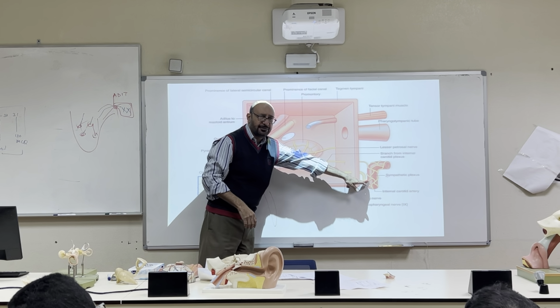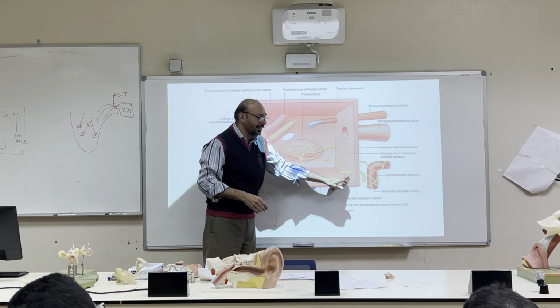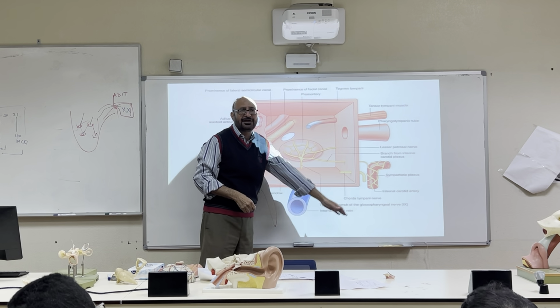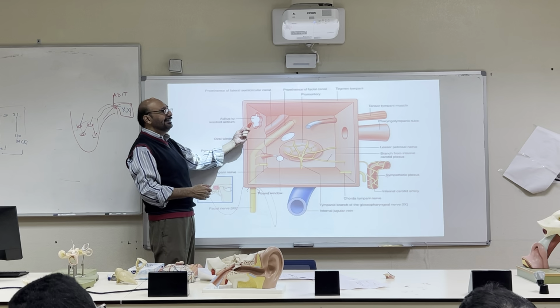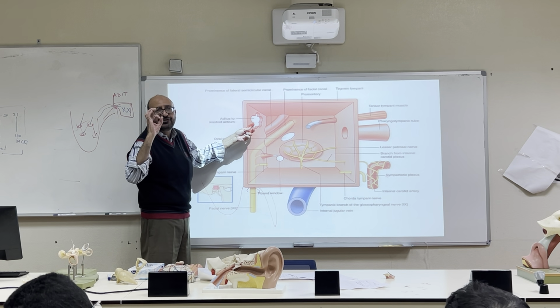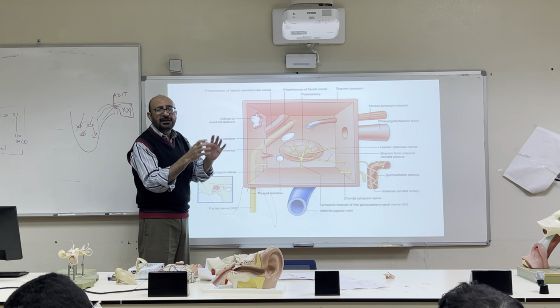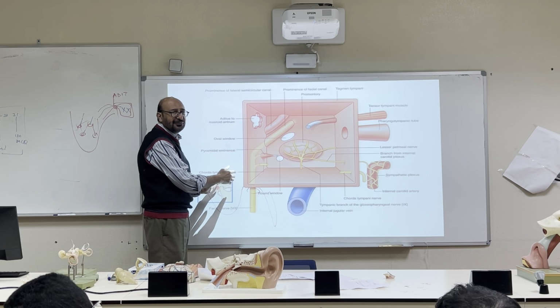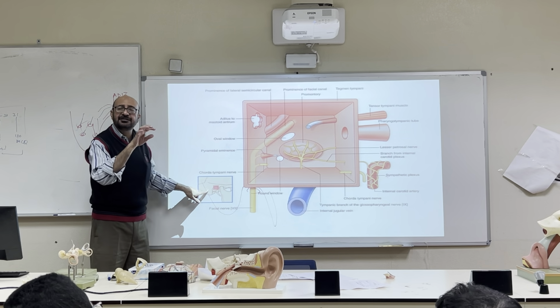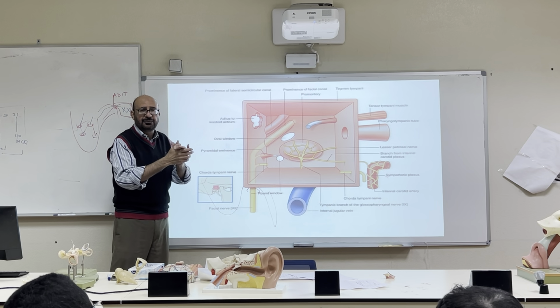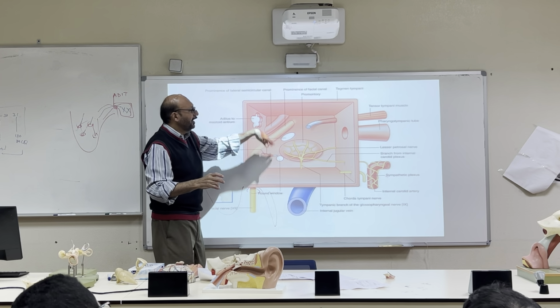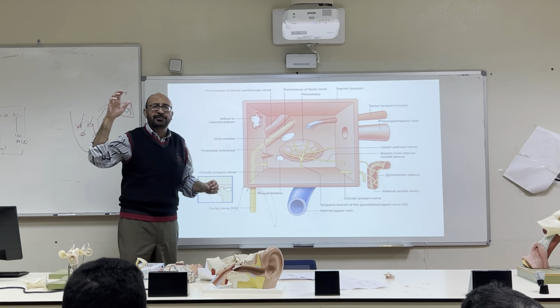Here is the carotid. Not directly related, but it's present just adjacent. Here is the aditus. I told you the meaning of aditus is the opening. After that we have the antrum, the cavity, and after that we have the mastoid air cells, air cavities. Am I clear? Yes. So this is all about the boundaries. Any question from the boundaries of the middle ear?